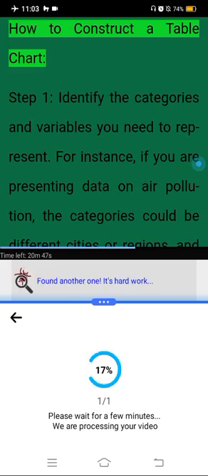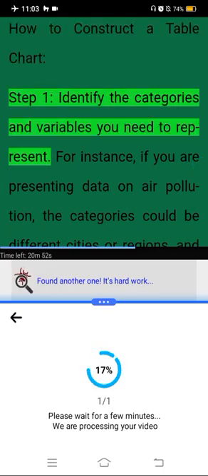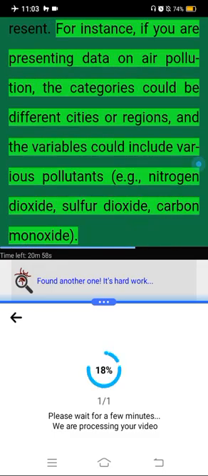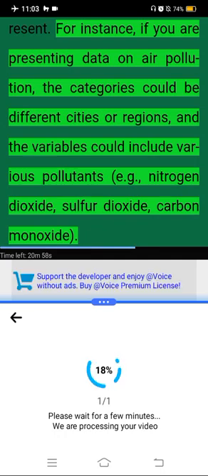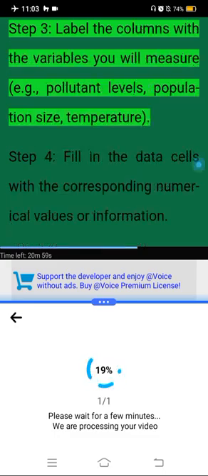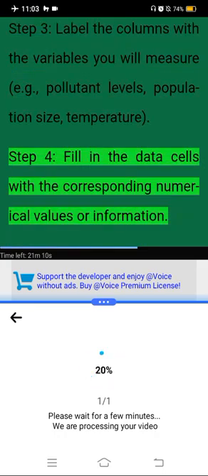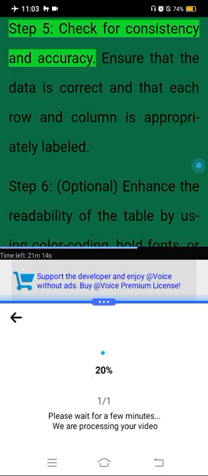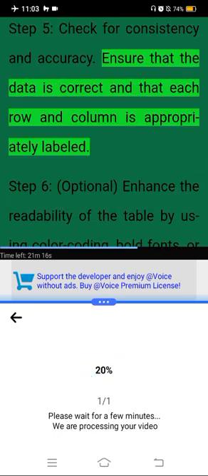How to construct a table chart. Step 1. Identify the categories and variables you need to represent. For instance, if you are presenting data on air pollution, the categories could be different cities or regions, and the variables could include various pollutants, e.g., nitrogen dioxide, sulfur dioxide, carbon monoxide. Step 2. Label the rows with the categories you are studying, e.g., city names, species, etc. Step 3. Label the columns with the variables you will measure, e.g., pollutant levels, population size, temperature. Step 4. Fill in the data cells with the corresponding numerical values or information. Step 5. Check for consistency and accuracy. Ensure that the data is correct and that each row and column is appropriately labeled.